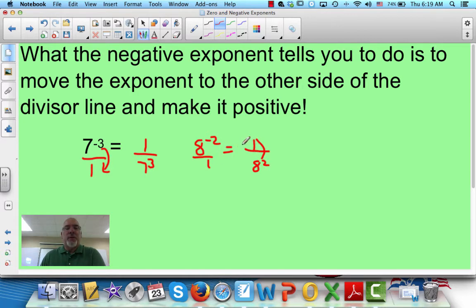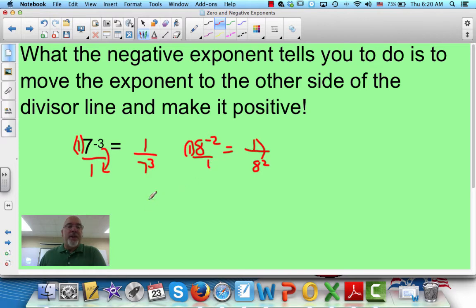Why is there a 1 on top? Because, see, what you're doing is this is 1 times 7 to the negative 3. When you move the 7 to the negative 3 to the bottom, you're left with the 1 up there. This is 1 times 8 to the negative 2. So when you move the 8 to the negative 2 to the bottom, you're left with the 1 on top.